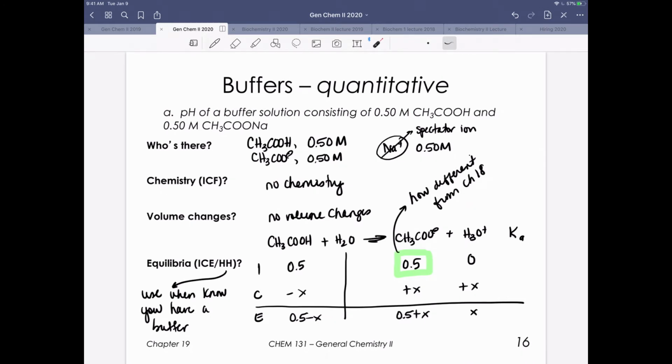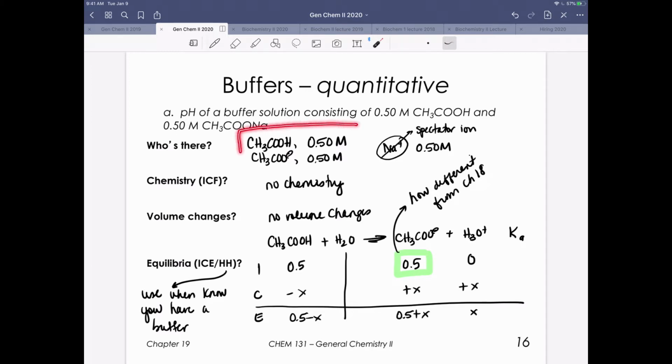Okay, so if we think about this first part, haven't done any chemistry, we just have a buffered solution. So thinking about writing the species, who's in solution? Well, we've got an acetic acid solution that they said is 0.5 molar, and we've got a sodium acetate solution that's 0.5 molar. So even though we've got sodium that's there at 0.5 molar, that's a spectator ion. Remember that from chapter 18? We don't see any acid-base or pH changing chemistry with sodium ions. So it's a spectator ion.